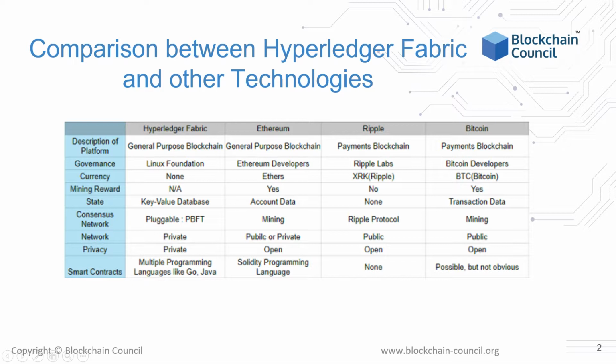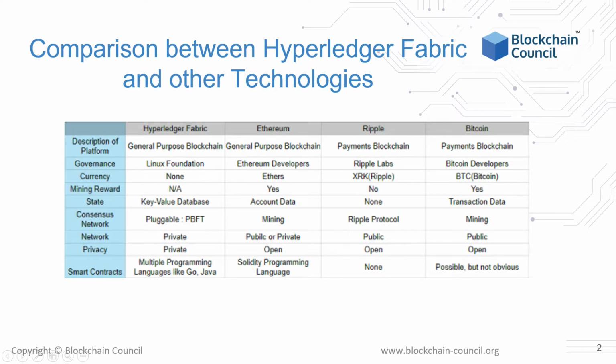There is no token for Hyperledger Fabric, as Executive Director Brian Behlendorf stated that you would never see a Hyperledger coin, so there is no token for it until now. Unlike Ethereum, which has Ether, for Ripple we have XRP, and for Bitcoin, as we all know, there is BTC.